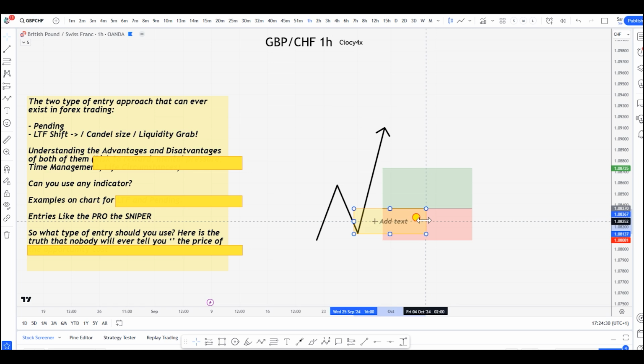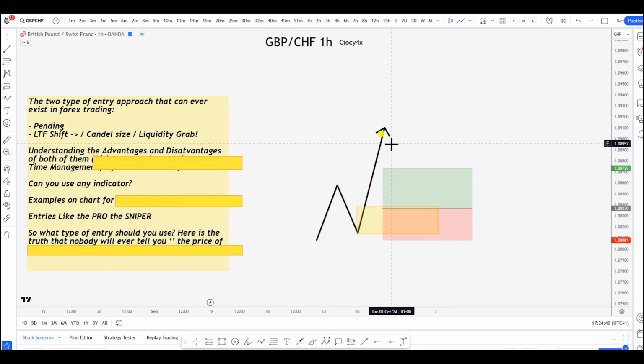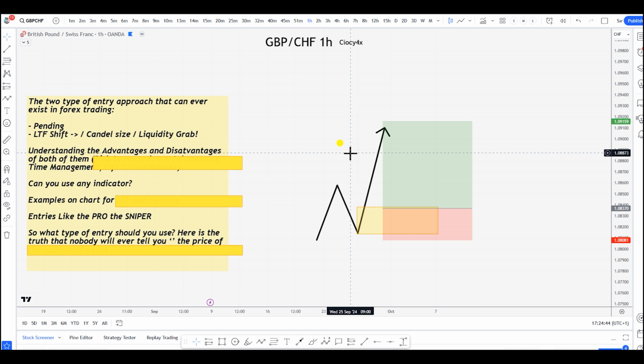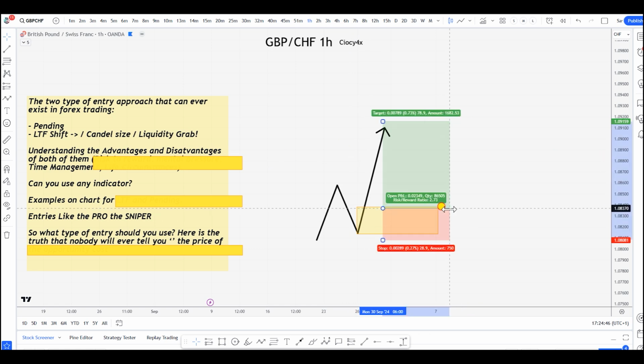Now, when I say pending, it's simply like this. Let's say you've got your order block around here, or your demand zone somewhere around here, whatever, and you're taking the trade just by simply saying, price is bullish and I'm following the trend, just leaving a pending order. Simple as that, easy peasy. It's the easiest thing that you can ever do.